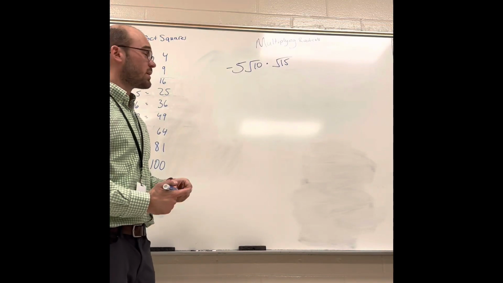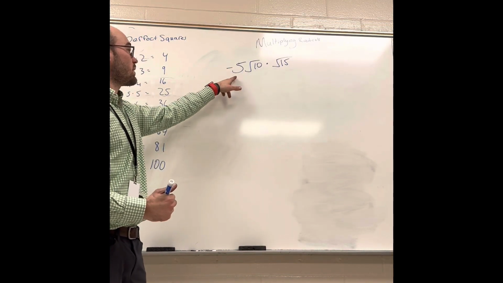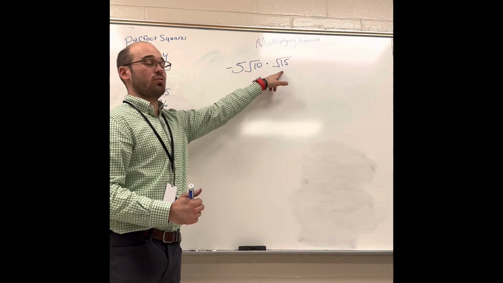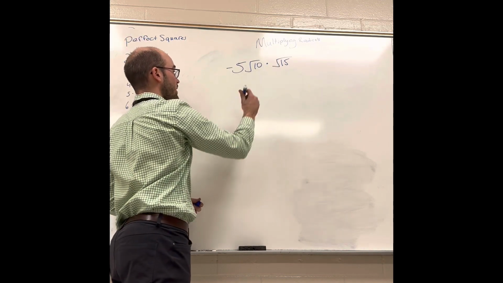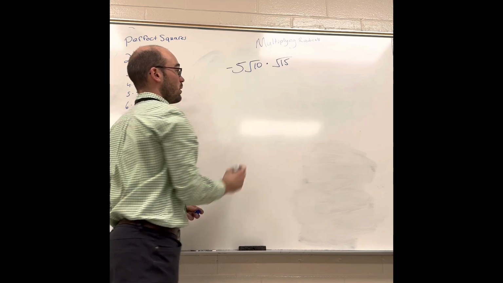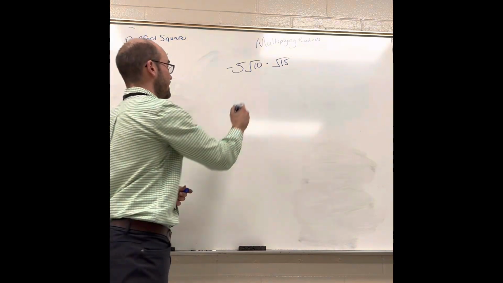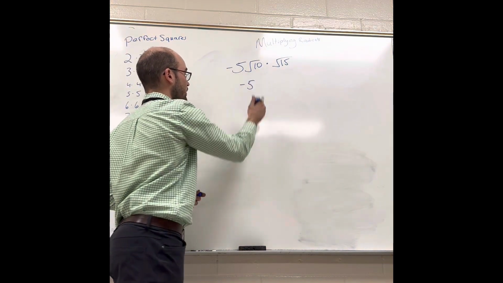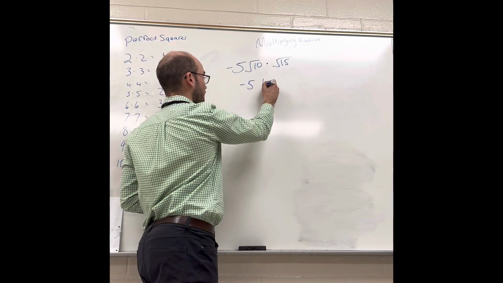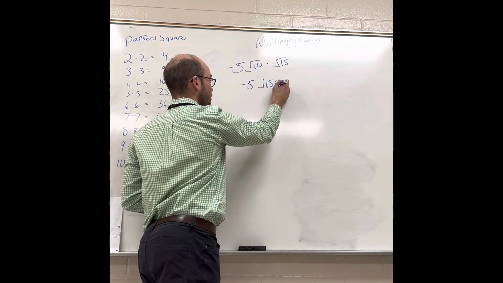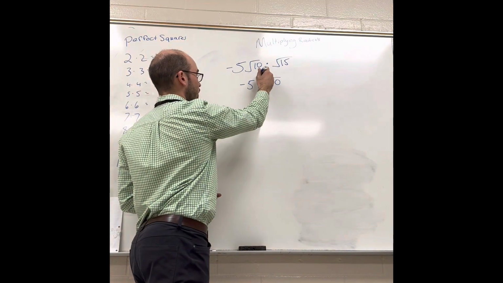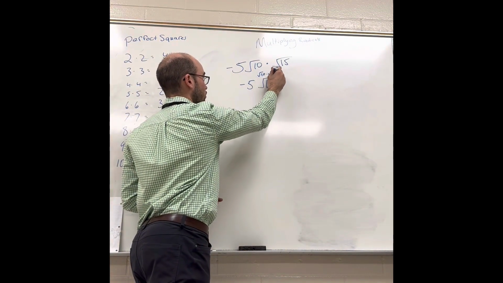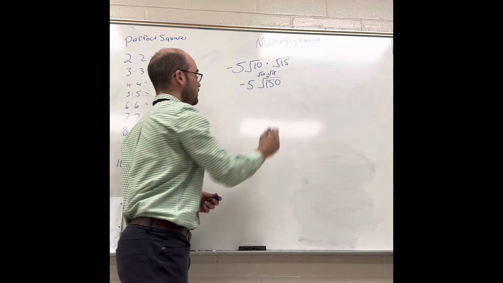Multiplying radical example. Negative 5 root 10 times root 15. I've got nothing on this outside here, so I'm just going to really multiply root 10 times root 15. Bring that negative 5 down, and I'm going to have root 150. I skipped a step. Root 10 times root 15 will get me that.